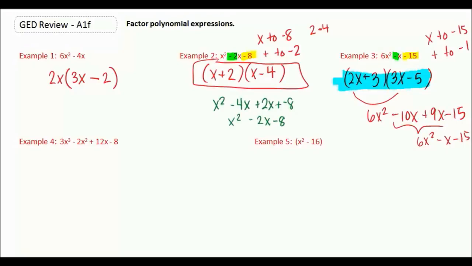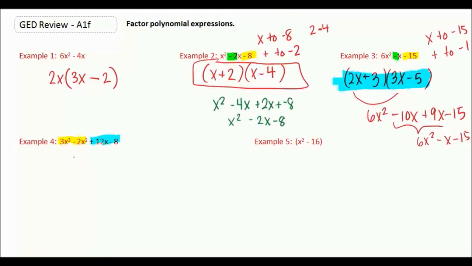In this case, we have a polynomial with 4 terms. Nothing goes into each of them. This method won't work because this only works for trinomials. But in this case, we can look at our pairs of terms and see if we can pull anything out. So I'm going to treat these as a set, and I'm going to treat these as a set.